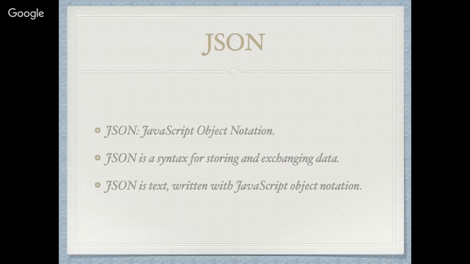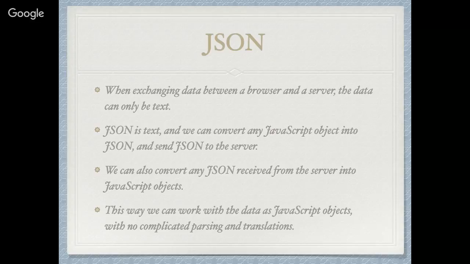But JSON stands for JavaScript Object Notation, the acronym. It's syntax for storing and exchanging data. Crudely, it's text written in JavaScript object notation. When exchanging data between a browser and the server, the data can only be text. JSON is text, and we convert any JavaScript object into JSON and then send JSON to the server. You can also convert any JSON received from the server into a JavaScript object. This way we can work with the data as JavaScript objects, with no complicated parsing and translation.